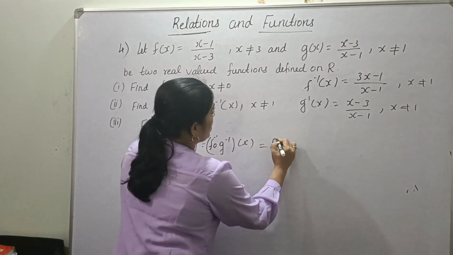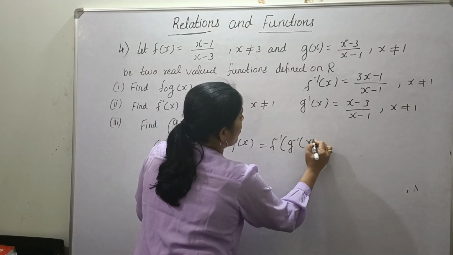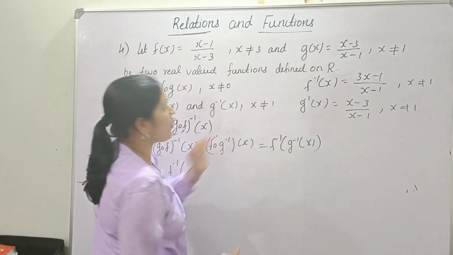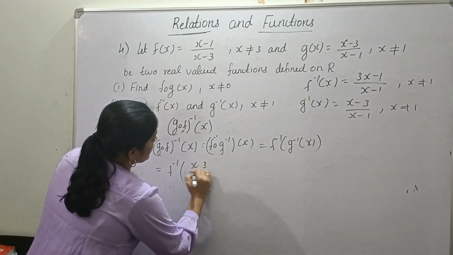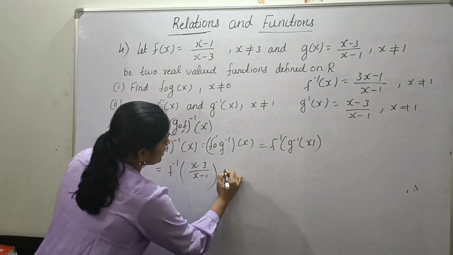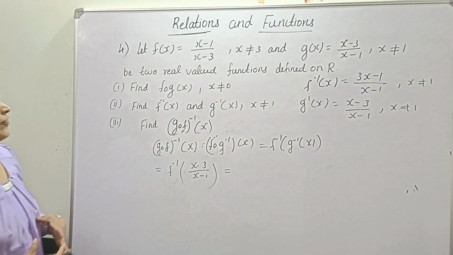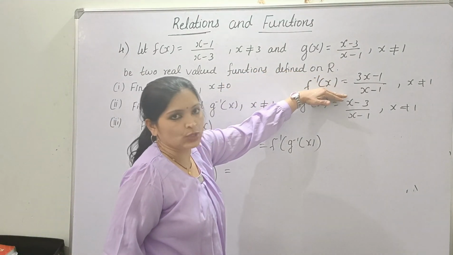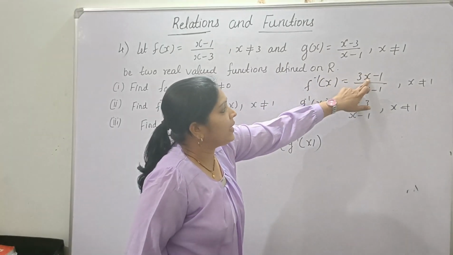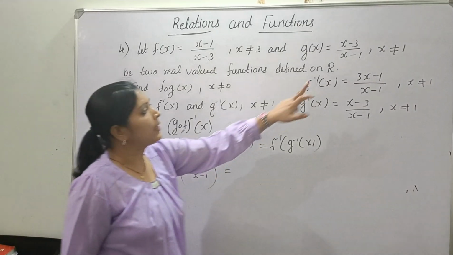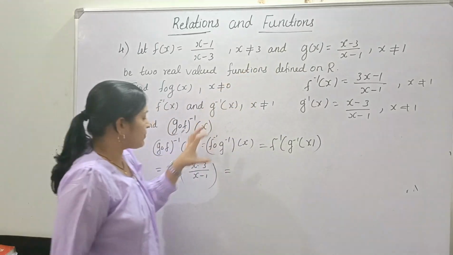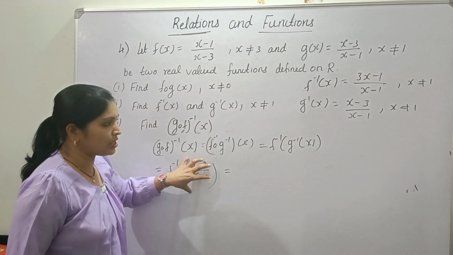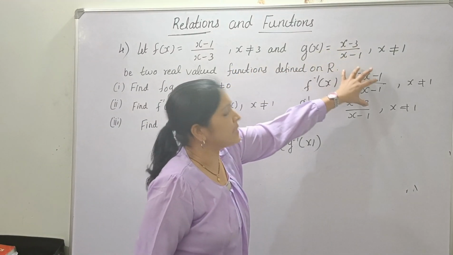Now f inverse composite g inverse of x, that is f inverse of g inverse of x, is f inverse of x minus 3 divided by x minus 1. Now let us find f inverse of x minus 3 by x minus 1. f inverse of x is this one. So here, in place of x, we should substitute this expression. We have to find f inverse of this one.